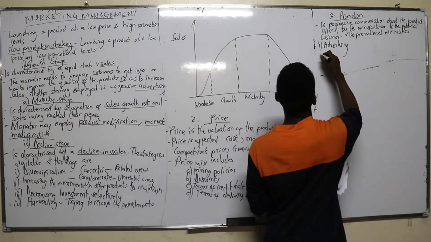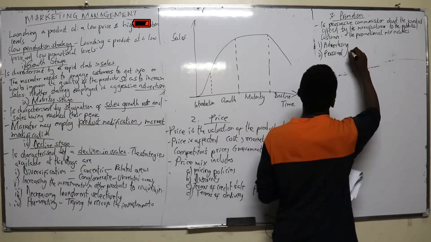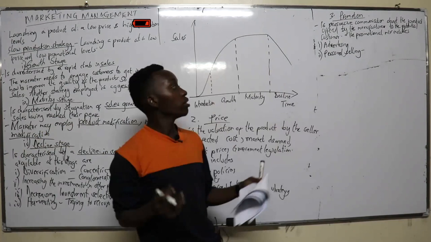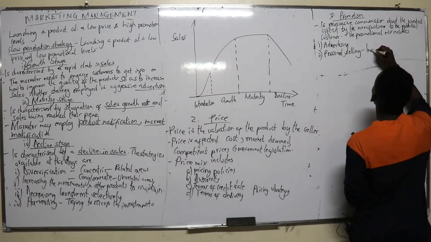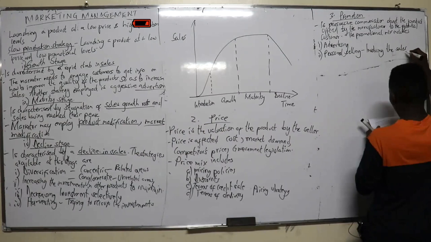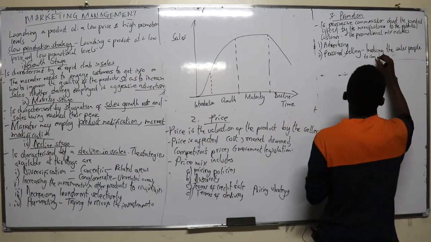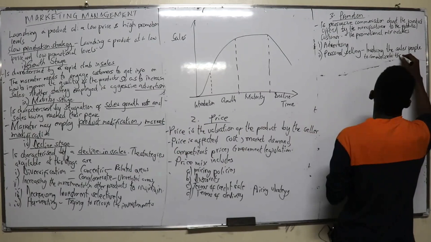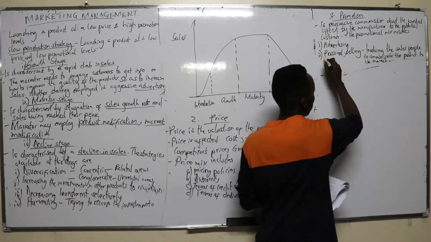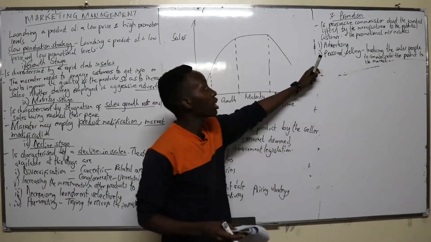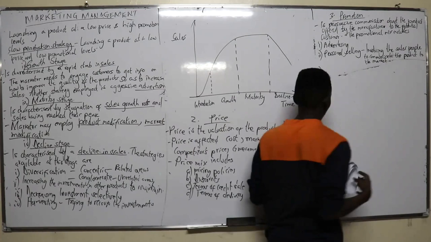Also, personal selling. For personal selling, this is where you involve the salespeople to persuade the target market, to communicate the product to the market. So what this does is that it creates that personal or interpersonal touch with the target market. You know, your contact person. In any case, if you have any question regarding the product, you can actually liaise with the salespeople. And then also the sales promotion and publicity.